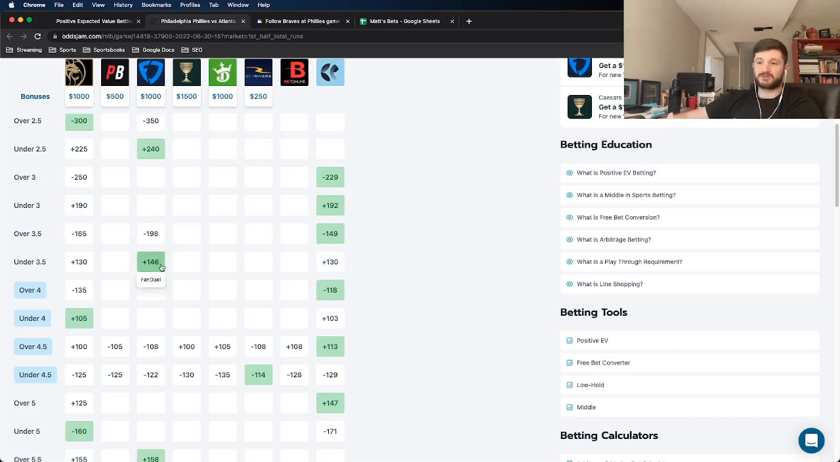In terms of just those three books, the +146 on FanDuel is a pretty big outlier. And that's kind of what I like to do with these situations, is bet on outliers such as this, where you're hoping to find some sort of mispriced odds, which is exactly what I think is happening here. So this +146 on FanDuel is a pretty good outlier.